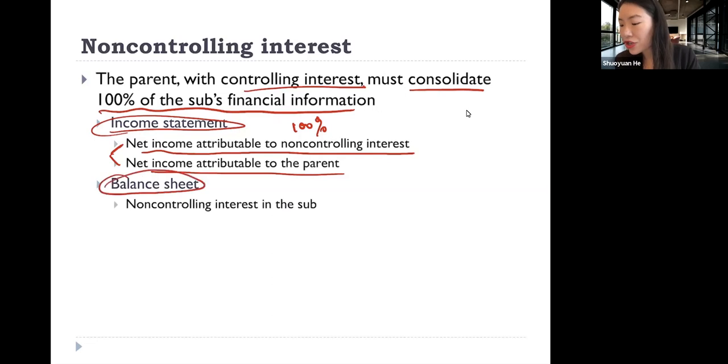And on the balance sheet, we consolidate 100% of all of the subsidiary's assets, and we consolidate 100% of all of the subsidiary's liabilities. And the separation is done in the shareholders' equity part. In the shareholders' equity part, we separate an item which is called non-controlling interest in the sub.